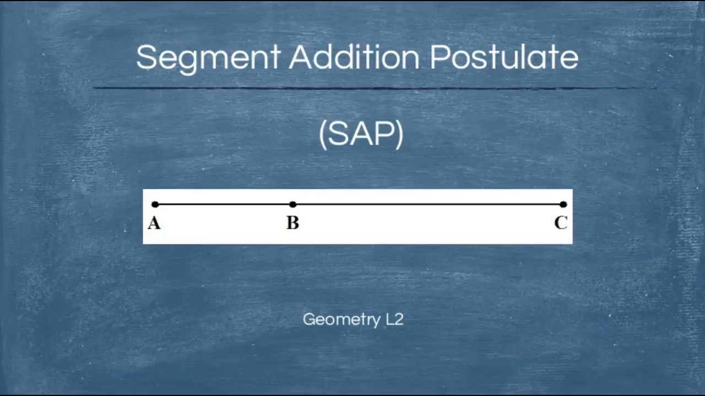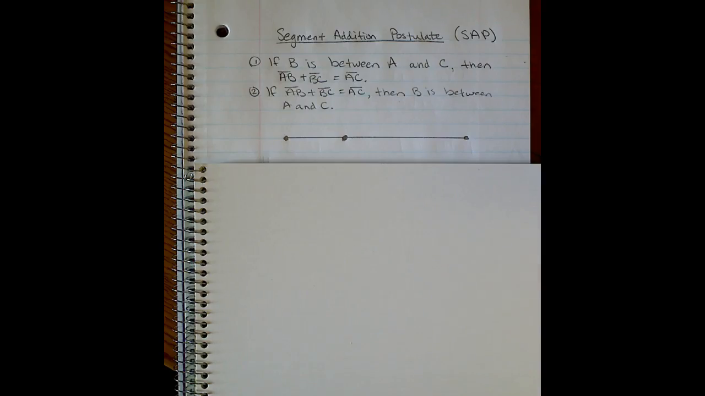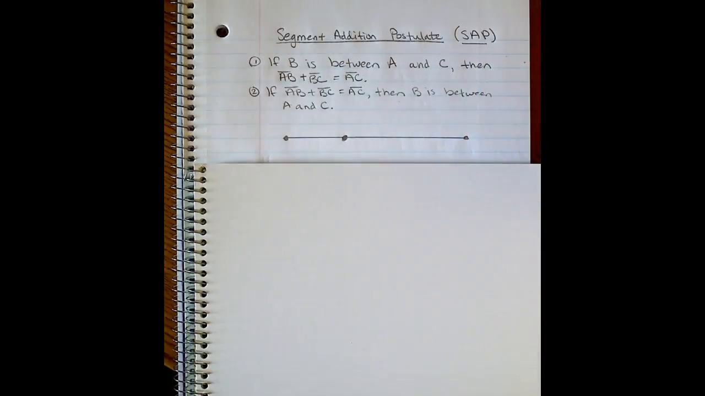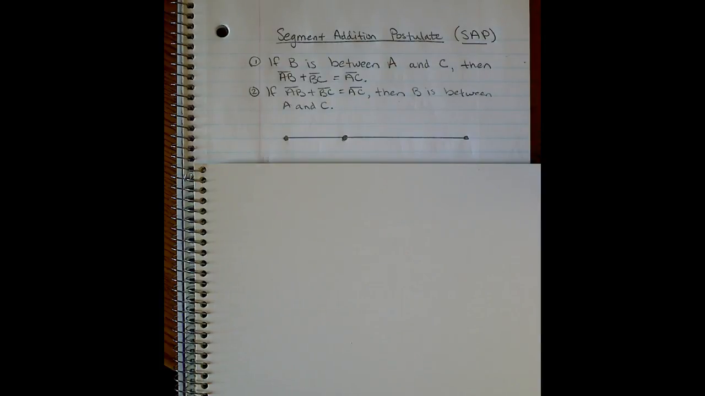Hey guys, this video is about the segment addition postulate, also known as SAP. So what is the segment addition postulate? I know you're all going to start calling it SAP, so we want to understand what the SAP really stands for. Really, the segment addition postulate says if a point, we're going to call it B, is between two other points, A and C, then segment AB plus segment BC must be equal to the entire segment AC.